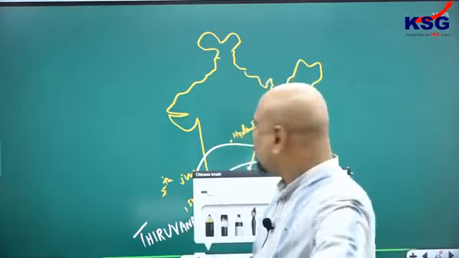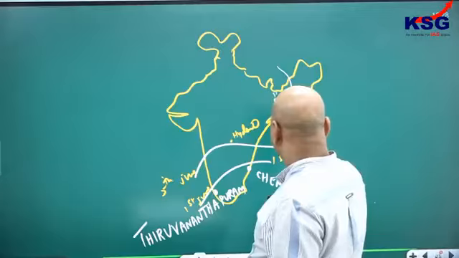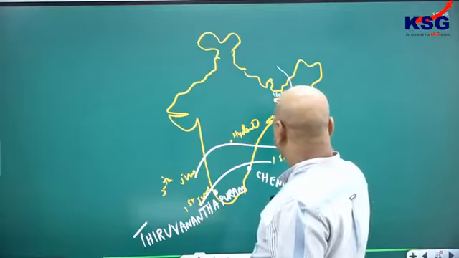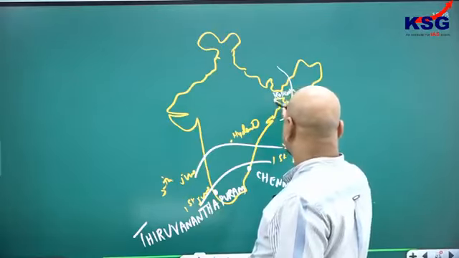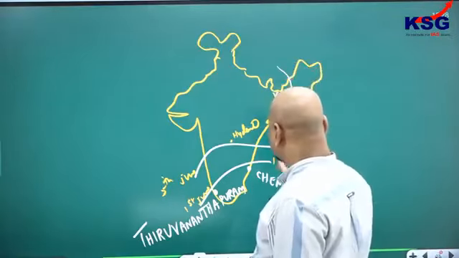It is going near Kolkata. इधर से ऐसे होते हुए जाता है. ये कोलकाता, यहाँ पे कोलकाता is here. So it is like this region, it is going in this way.